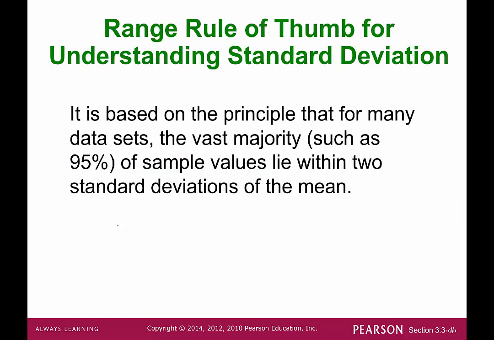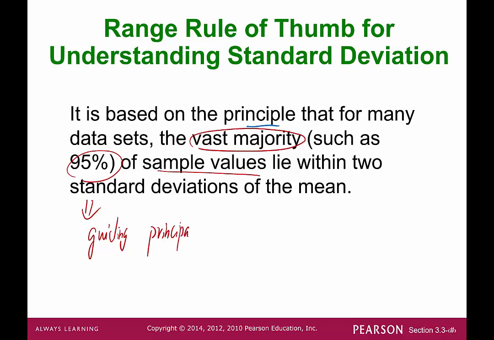Next thing, let's talk about the range rule of thumb for understanding standard deviation. It is based on the empirical principle that for many data sets, the vast majority, meaning 95% of the sample values, lie within 2 standard deviations of the mean. So this is like a guiding principle: 95% of data values fall within 2 standard deviations of the mean.